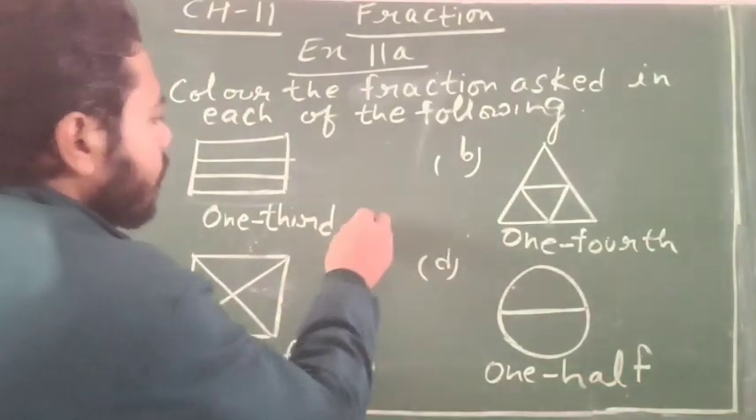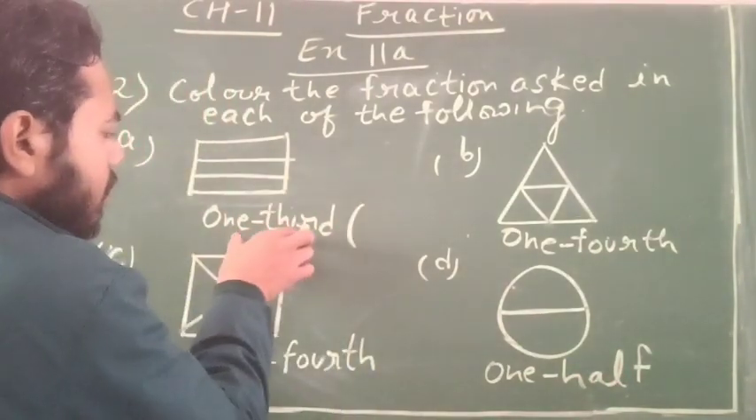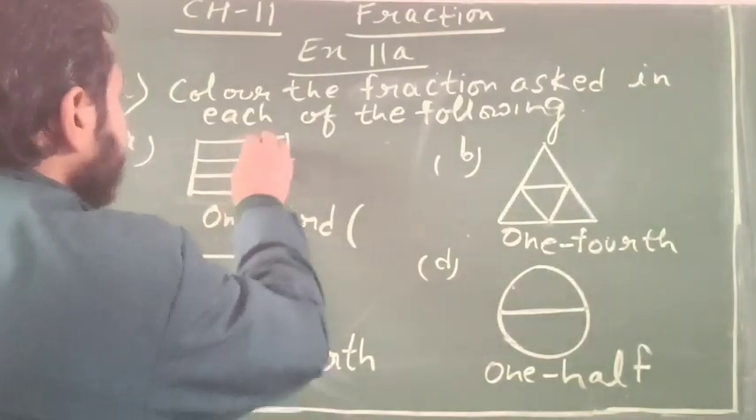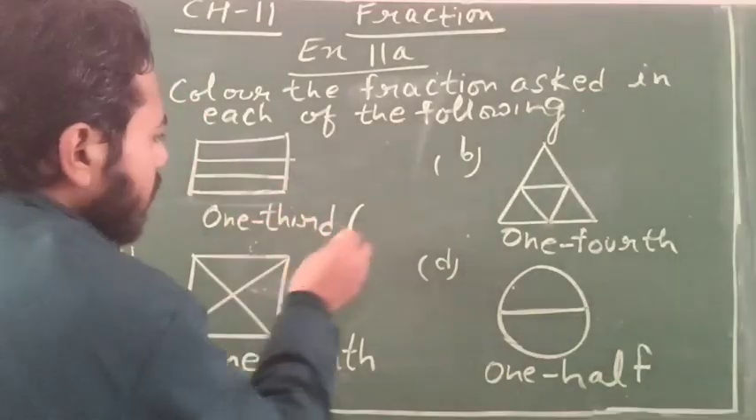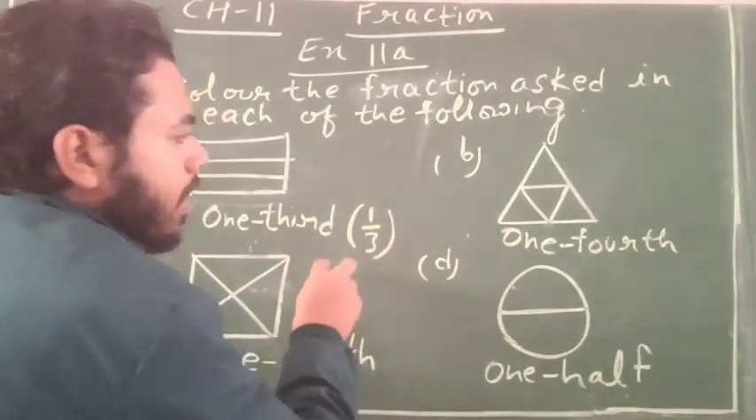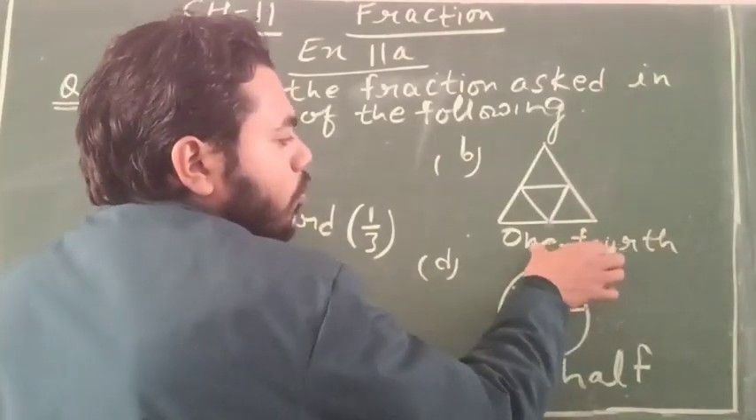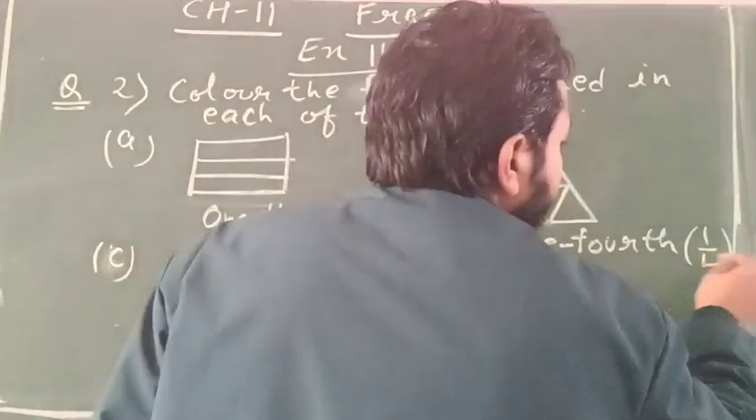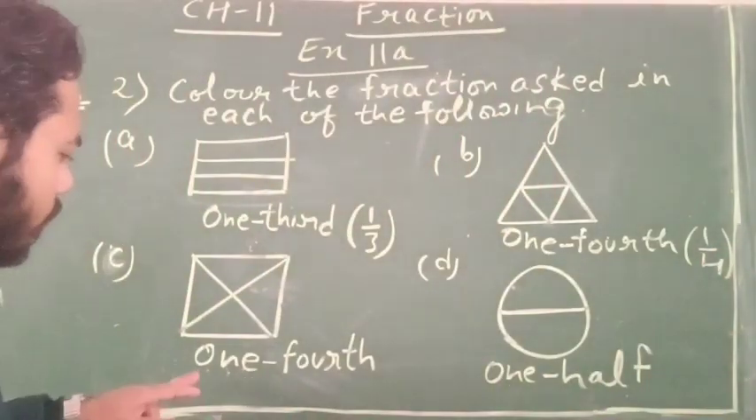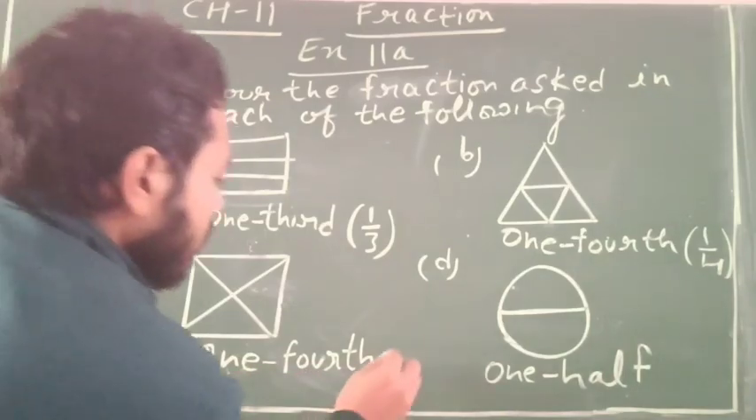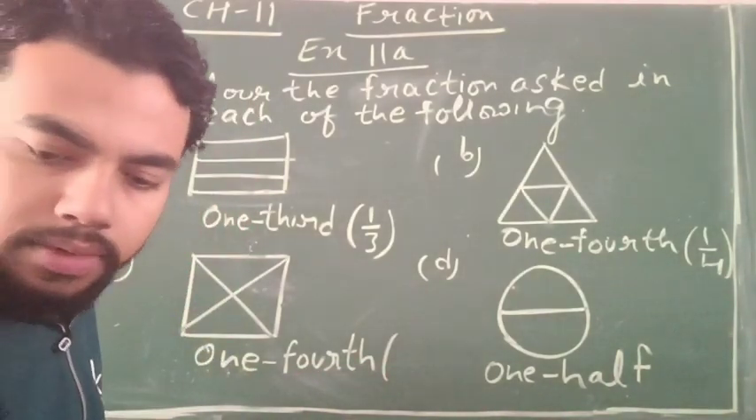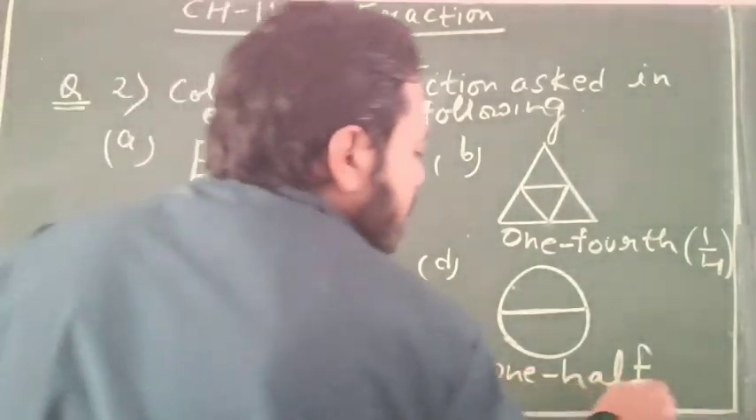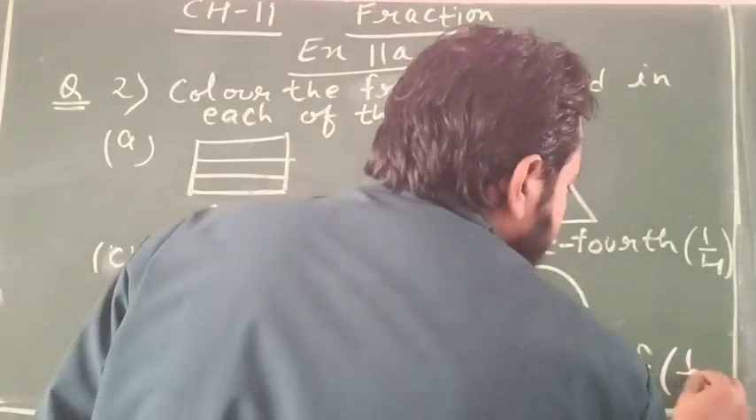So in numerical, if we try to understand what this fraction is, this fraction is just one third, so you write 1/3, and this fraction is 1/4, and this is also 1/4, so you write 1/4. And that is 1/2, so it means half.